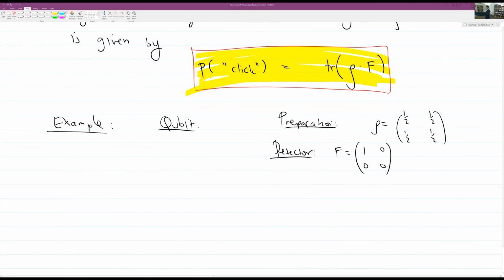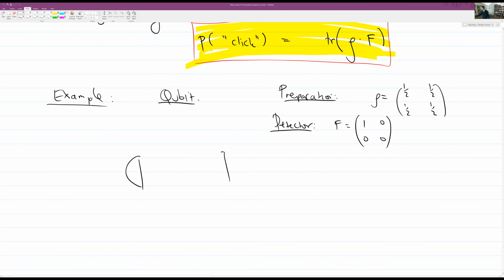So we have a preparation, we have a detector, we have the experiment now, we can draw the experiment. In comes the preparation. We need to prepare the state rho, so we give a description to our experimental friend, and they construct an apparatus which can prepare the qubit in the state rho, and then nothing happens. And then we measure with our detector F, the so-called sigma Z measurement. In fact, if you go to the IBM Quantum Experience and you ask to prepare your qubit in this state rho and do a sigma Z measurement, you will get an outcome of click with a probability.